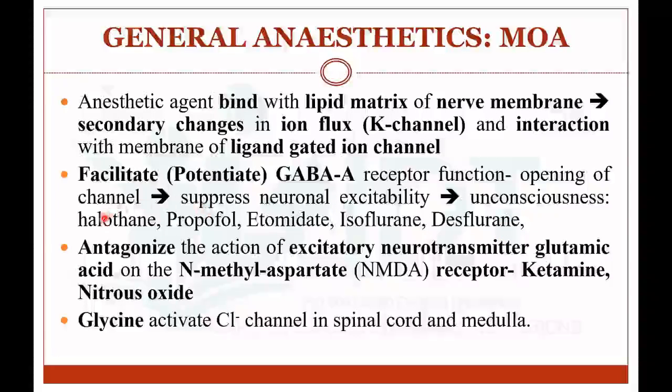Another mechanism of general anesthetics is that they antagonize the action of excitatory neurotransmitters like glutamic acid on N-methyl-D-aspartate or NMDA receptors. Examples of drugs which follow this mechanism are ketamine and nitrous oxide. Another mechanism is that they activate the glycine chloride channel in the spinal cord as well as the medulla. So these are the different mechanisms of action of general anesthetics.